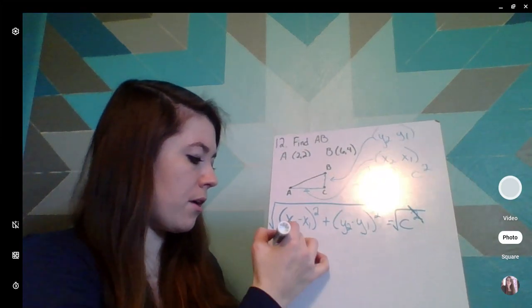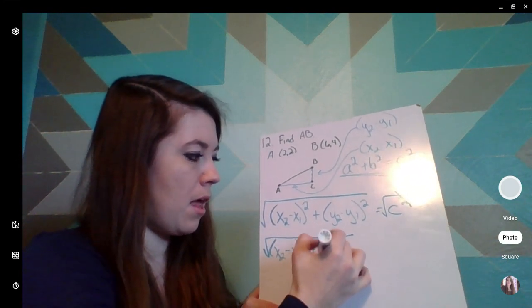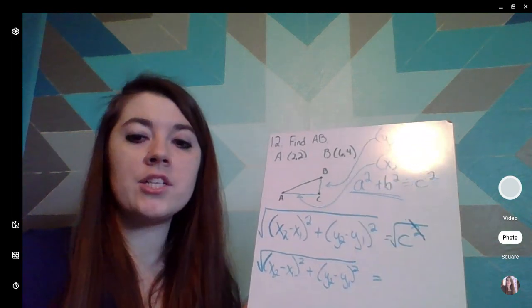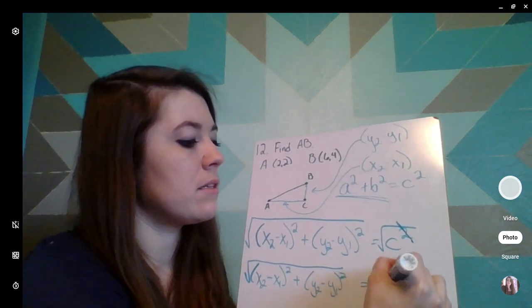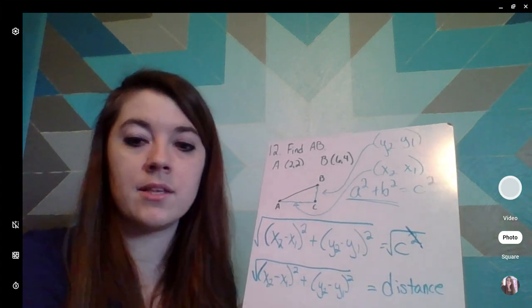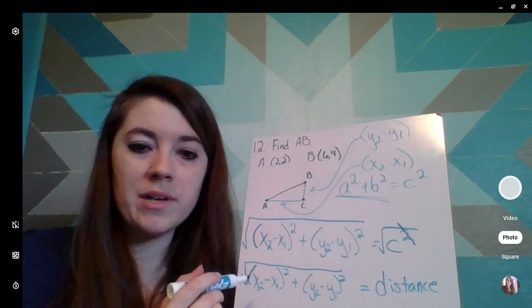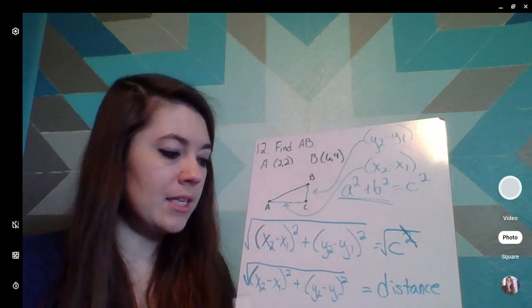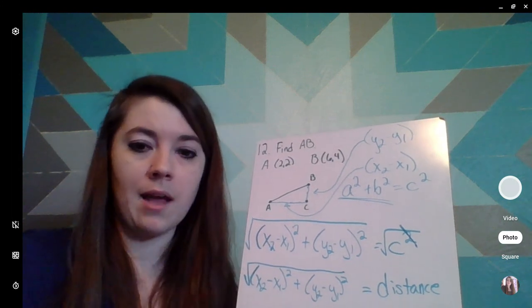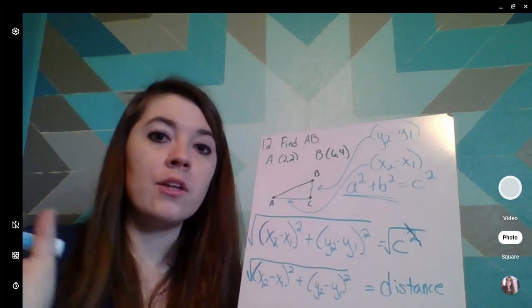So now we have the equation: the square root of (x2 minus x1) squared plus (y2 minus y1) squared equals, and now I'm going to change this c to d for distance. So this equals distance. So now you have the formula. Any two points on the coordinate plane that you're given, you will always be able to find the distance between them using this formula right here. It's a lot of stuff going on, obviously. We've got square roots and squares and adding and subtracting, but as long as you follow order of operations, you'll be just fine.